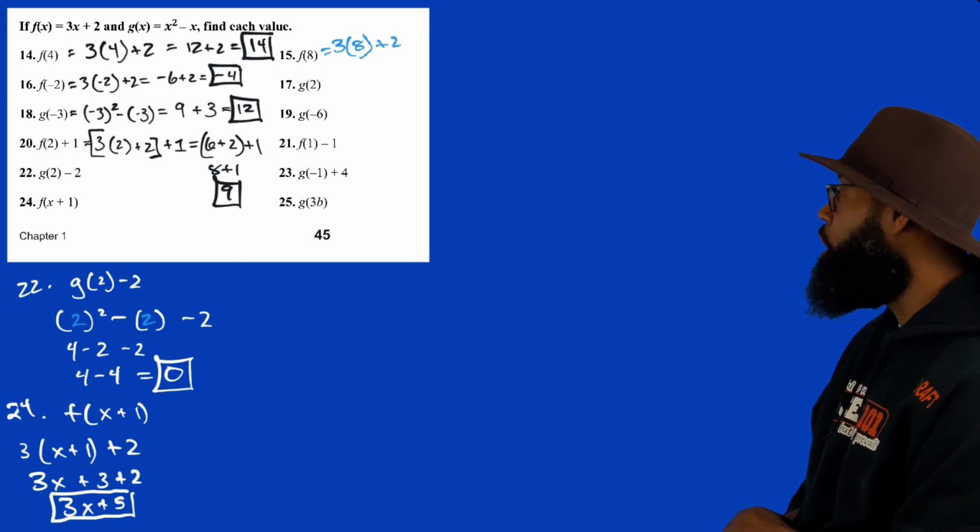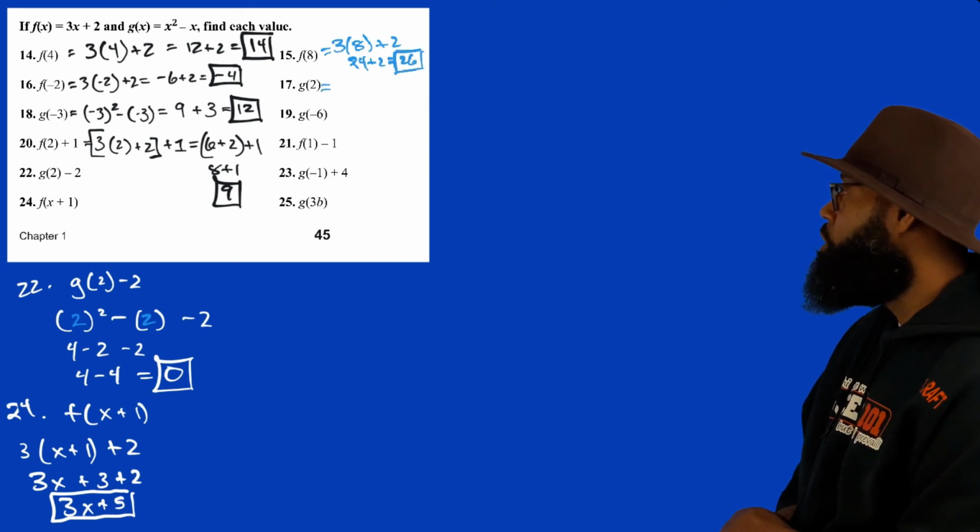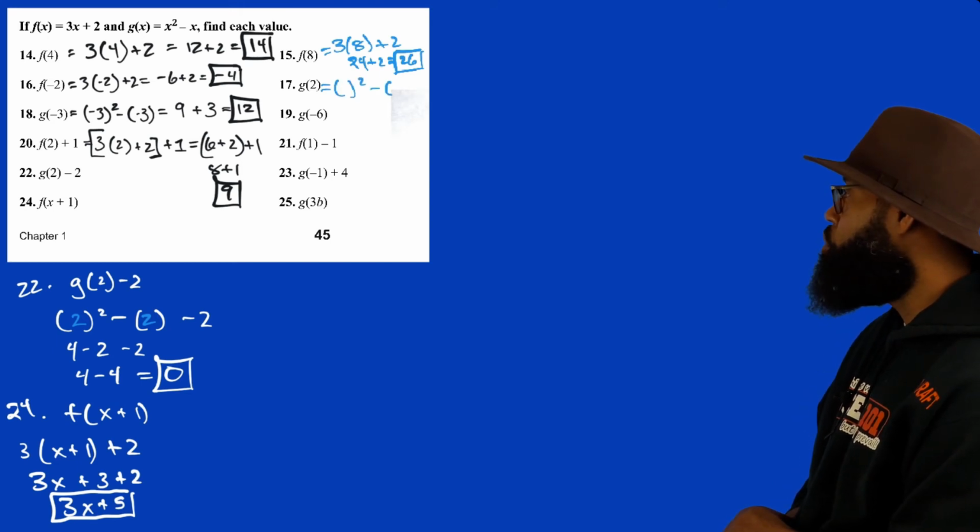Of course, moving on, we're jumping back to 15 up there. And just 3 times x plus 2. This time, x will be replaced with 8. So 24 plus 2, which gives you 26. Next one, g of 2. And I've got the x squared minus x, so 2 squared minus 2. And again, 2 squared would be 4. 4 minus 2 would give me 2.